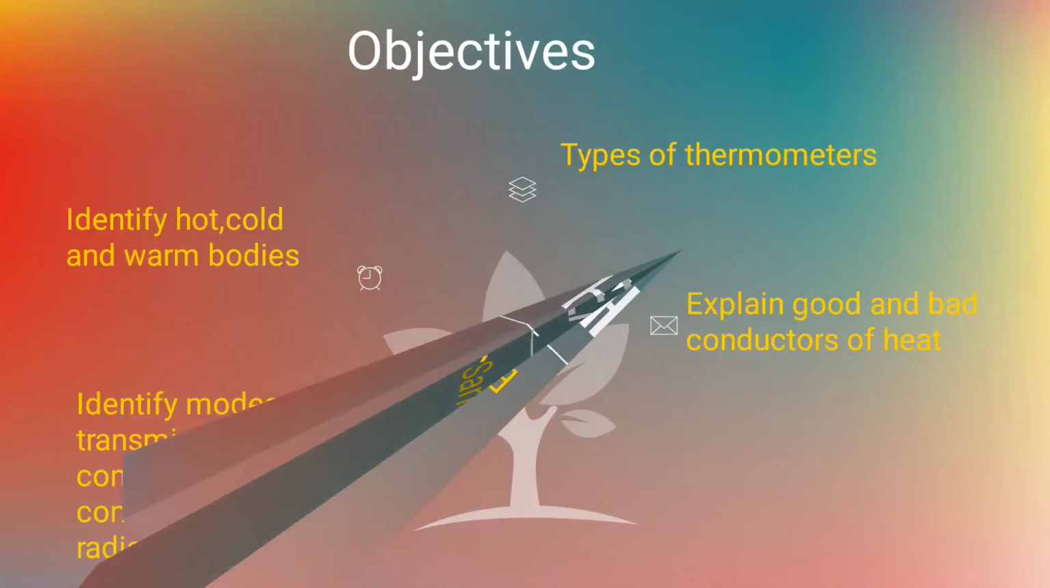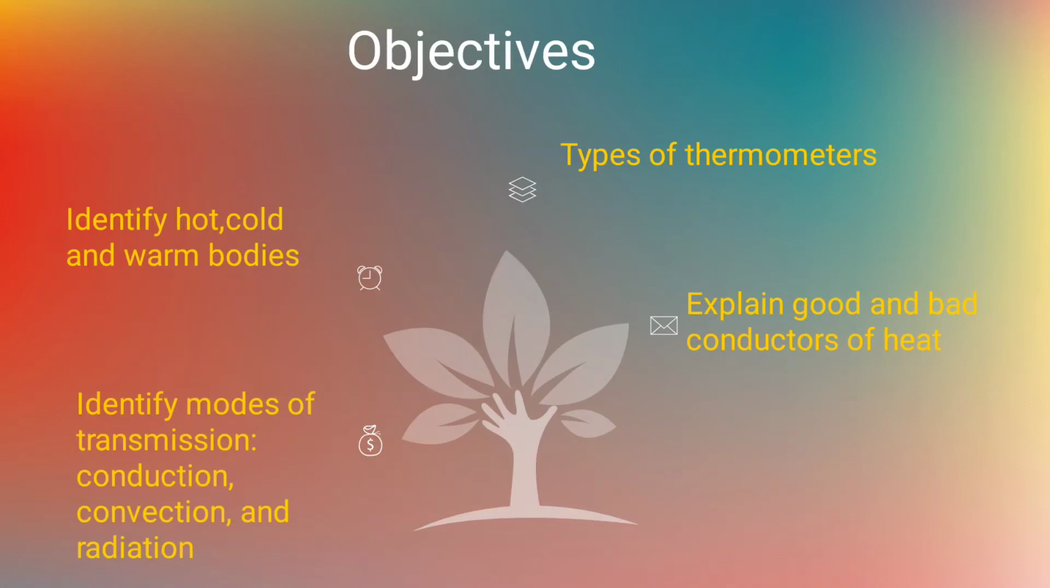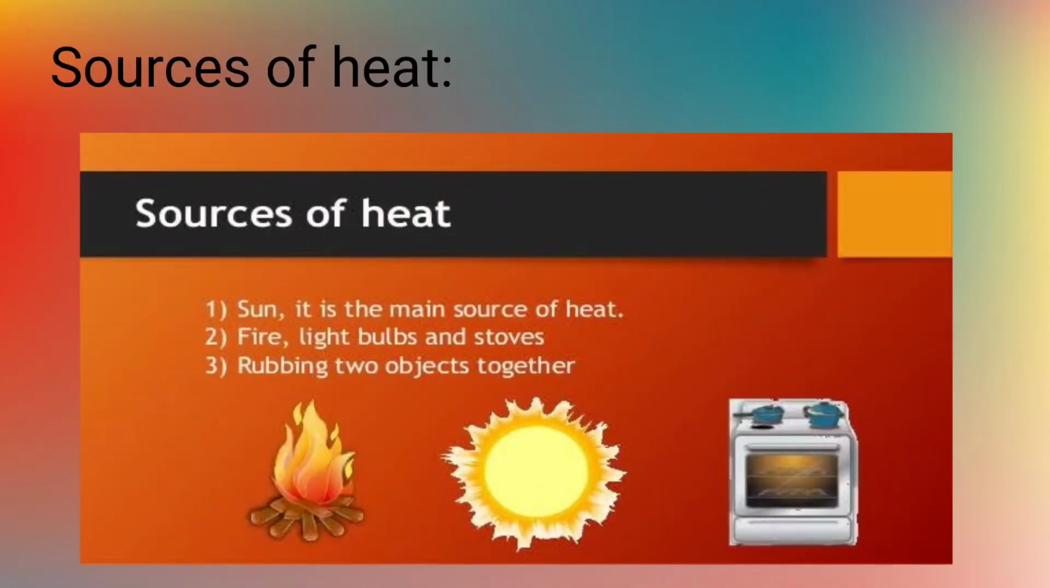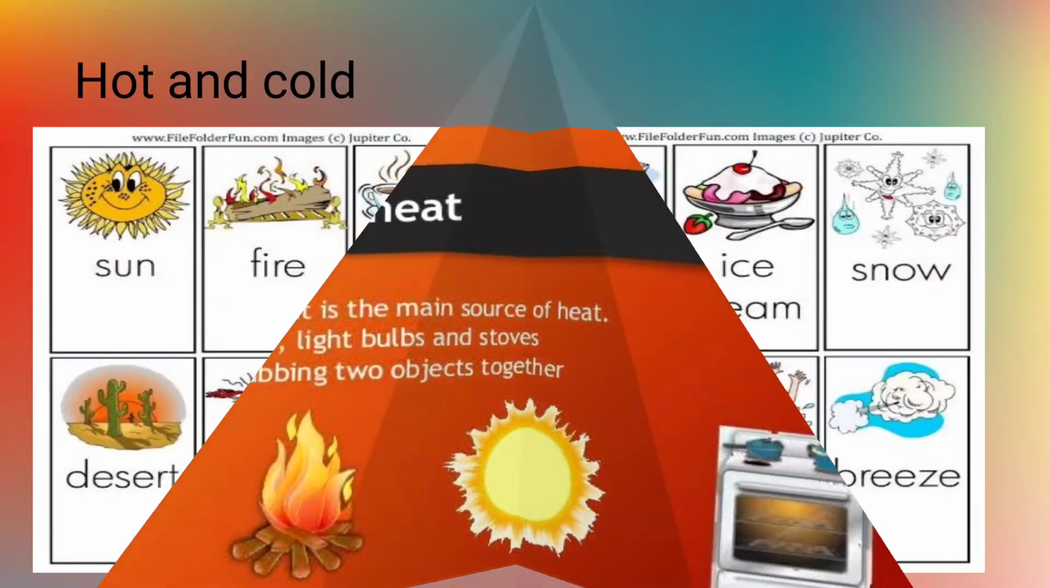Now, in the objectives we will see how to identify hot, cold, and warm bodies, identify the modes of transmission: conduction, convection, and radiation, types of thermometers, and explain good and bad conductors of heat. Now, what are the sources of heat? The sun is the ultimate source of heat, and fire, electric heat, and if we rub our palms also, it is a source of heat.